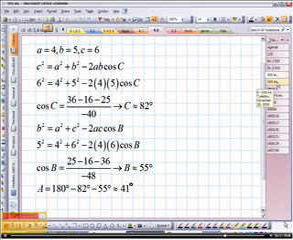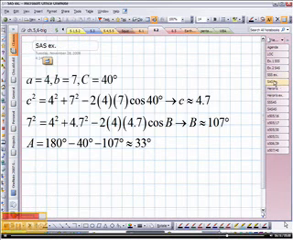And here is an example of SAS. So I've got side, side, and included angle. Law of cosines to get side c, and then I did law of cosines again to get angle B. Once I've got another angle, I subtract the two angles from 180 to get the last angle. I'll solve the triangle.